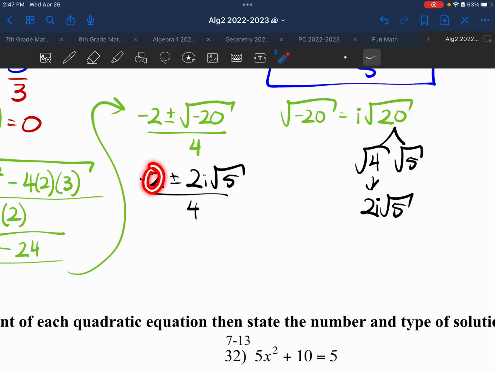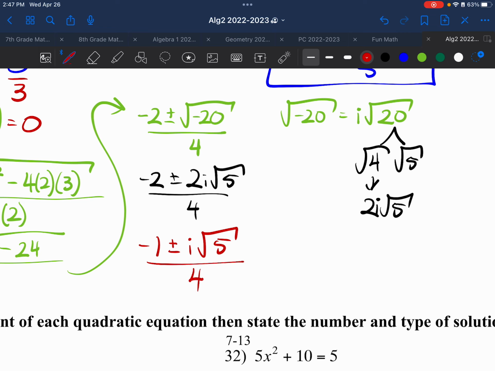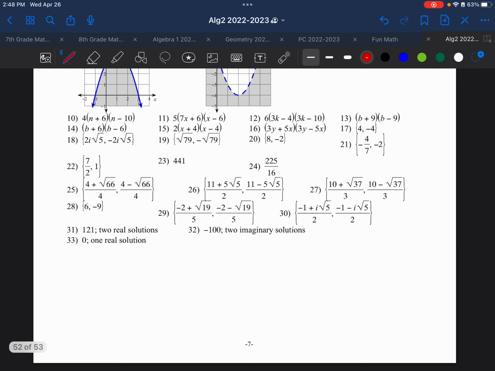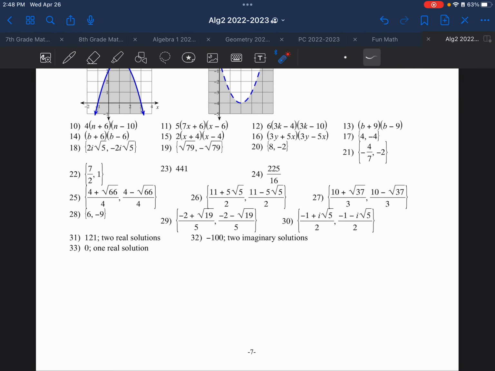And notice that these are all divisible by 2. So our final answer is going to be negative 1 plus or minus 1i, or simply i, square root of 5 all over 4. Technically x is equal to this, and finally x is equal to this for my final solution: negative 1 plus or minus i root 5. There it is. Negative 1 plus or minus i root 5.